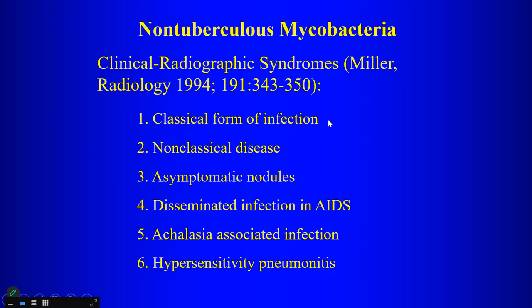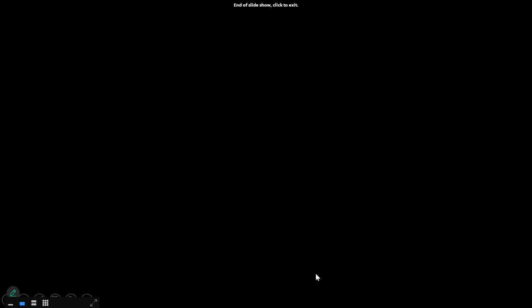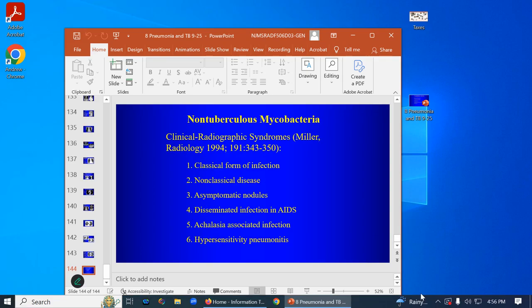Right? So, classic infection gives you what pattern? What does it look like? TB, upper lobe fibrocavitary disease. Non-classical disease? Lady Windermere syndrome, right middle lobe and lingular bronchiectasis. Of course, you can get nodules. Disseminated infection with AIDS will manifest as lymphadenopathy. Achalasia-associated infection, what is that? Mycobacterium fortuitum. And hypersensitivity pneumonitis is hot tub lung. Okay? All right, so quiz next time.